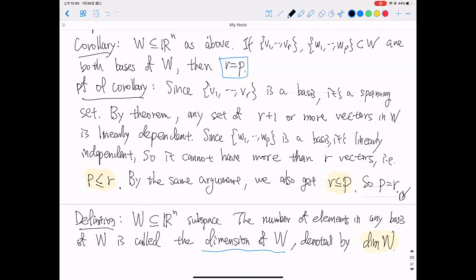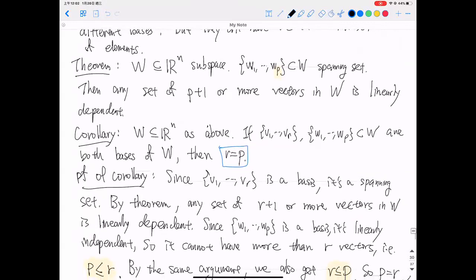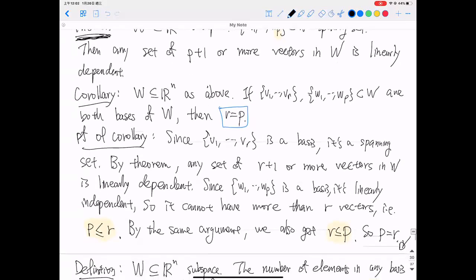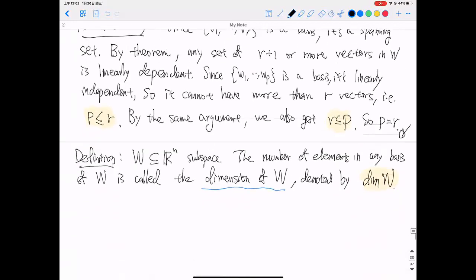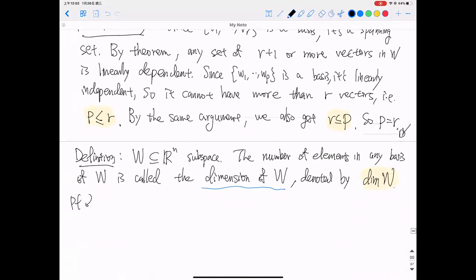So what we've argued so far is that for a given subspace, any basis would have the same number of elements, and that number is independent of the choice of basis, and is called, by definition, the dimension of W. Very well, except that we have to prove the theorem. So let's do that. Okay, so proof of theorem.